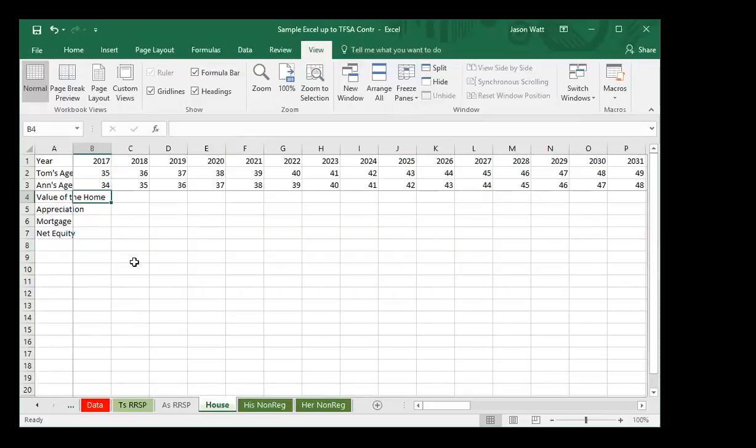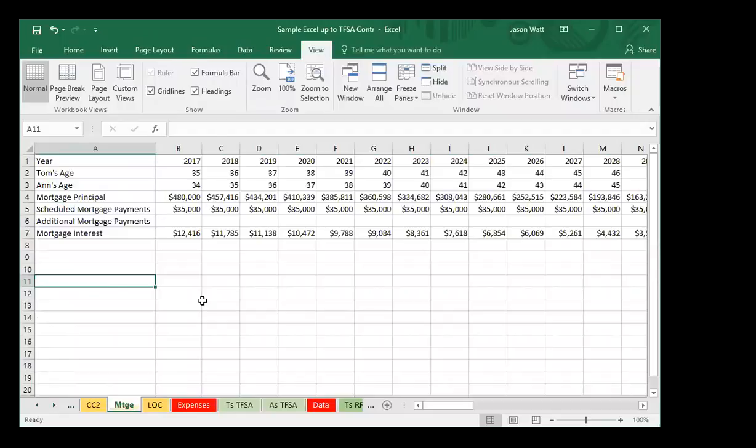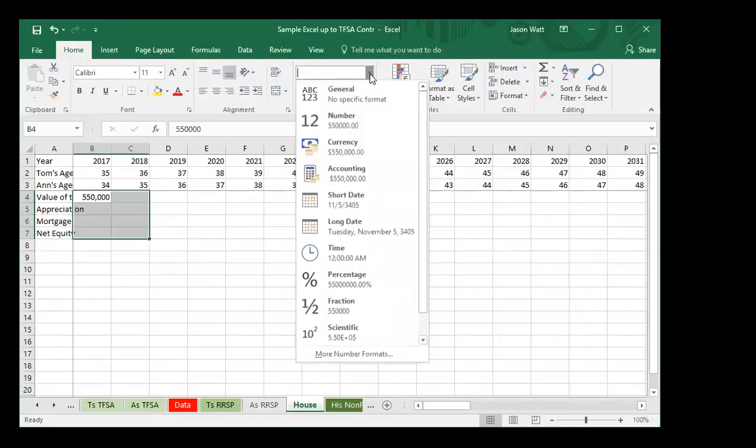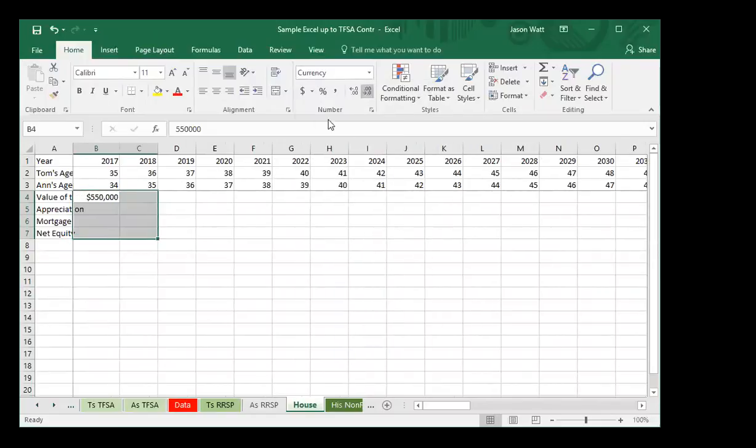So the value of the home, we need some sort of assumption here. I can't remember what I put the mortgage at. That's probably a good indicator. So $480,000 of mortgage principal. So let's assume we've got a house recently purchased, and we'll put the house then at $550,000. And again, I want to make sure that Excel knows I want to do all of this in currency and get rid of those 2 decimals that I don't need.